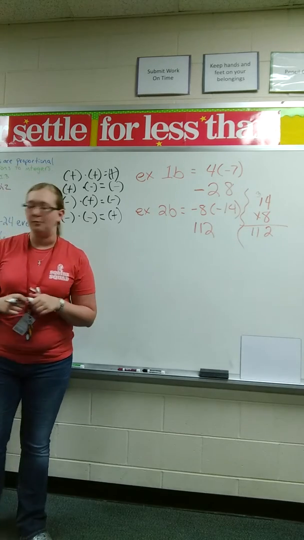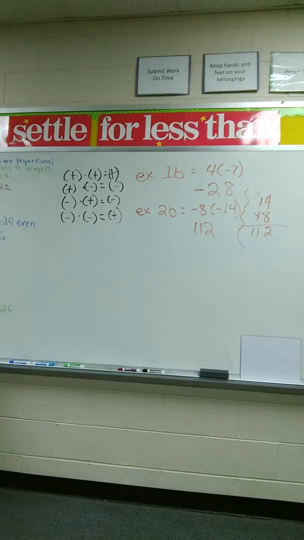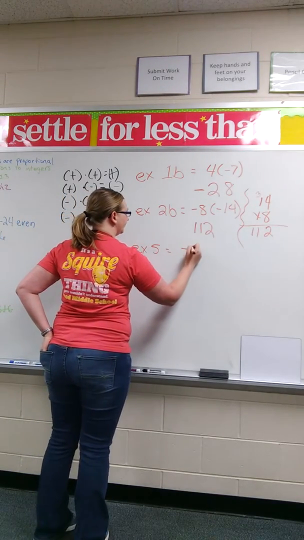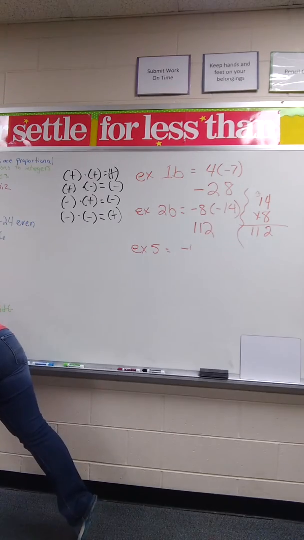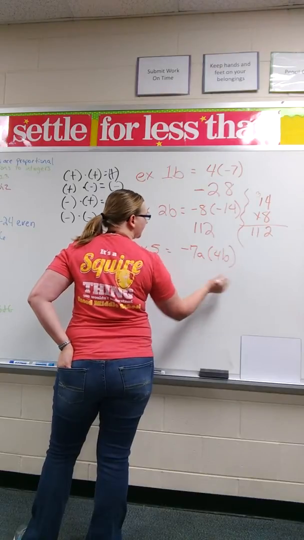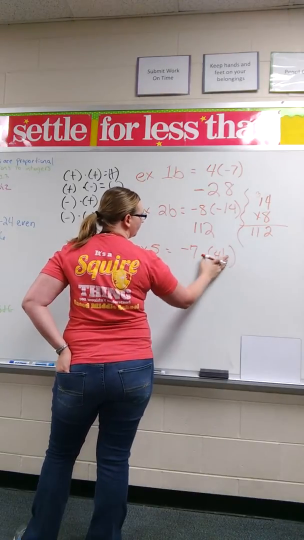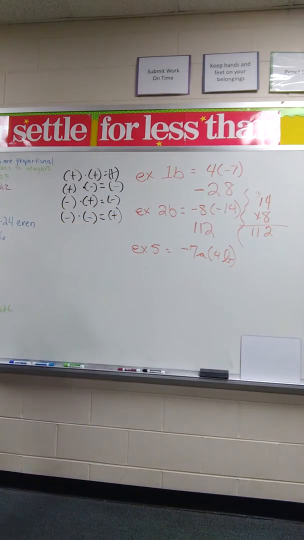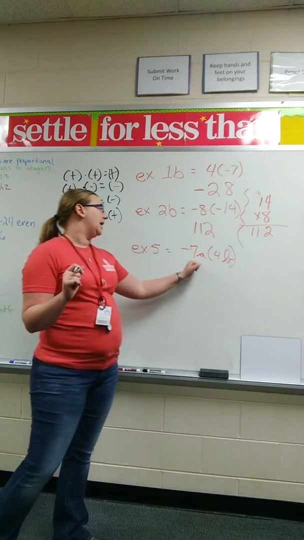Alright, I want to go through one more example with you before we try some on our own. I know, I'm just evil and being horrible. We're going to look at example 5. Negative 7a times 4b. Now, I have two terms. I have a negative and I have a positive.